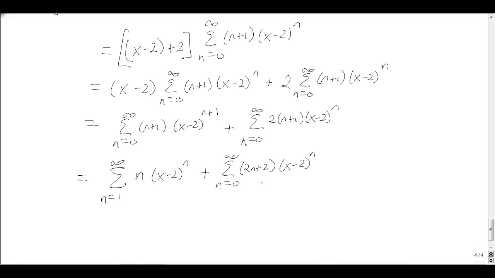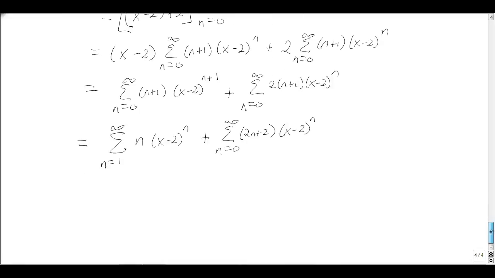Now, these two I'd like to combine, but I have a problem. I have n starting at 1 on the left and starting at n equals 0 on the right. So what I can do is pull off the n equals 0 term on the right, and then it would start at n equals 1. So what I'm going to get now is a sum n equals 1 to infinity n times x minus 2 to the n. So that's really this series.